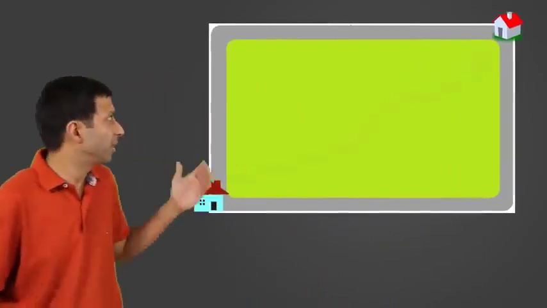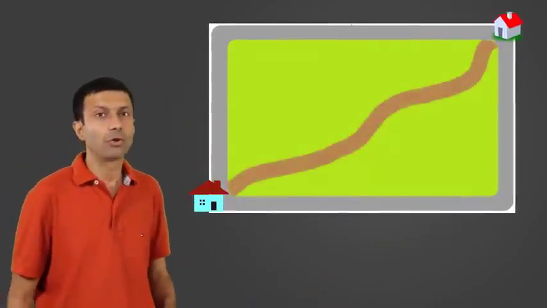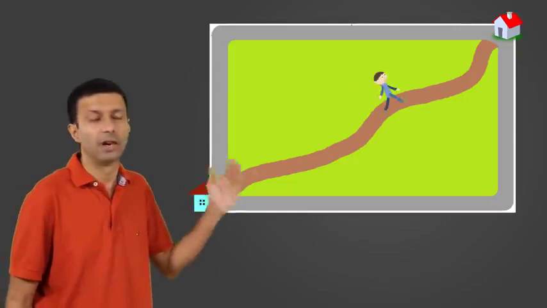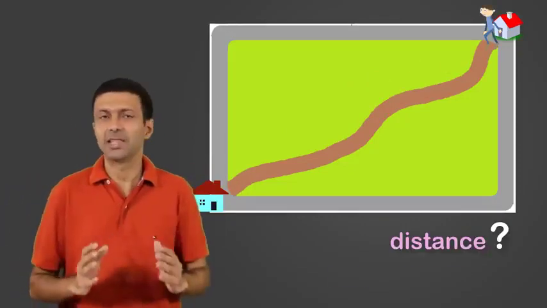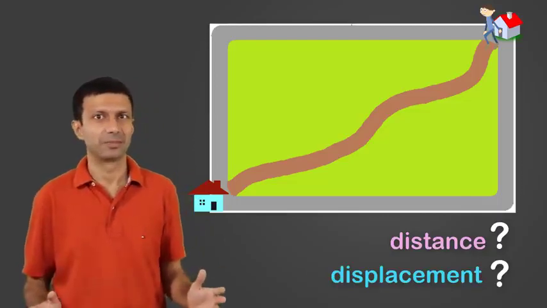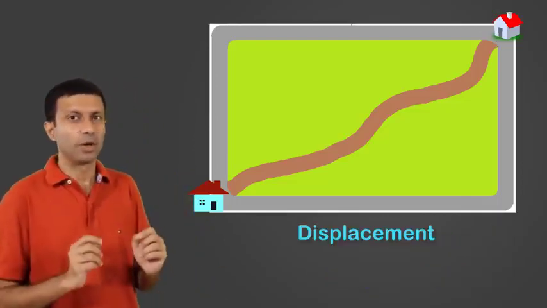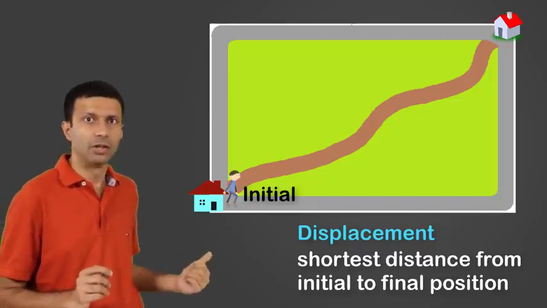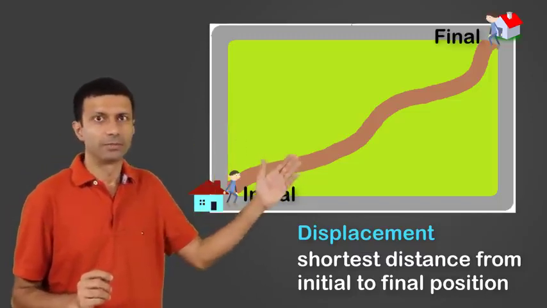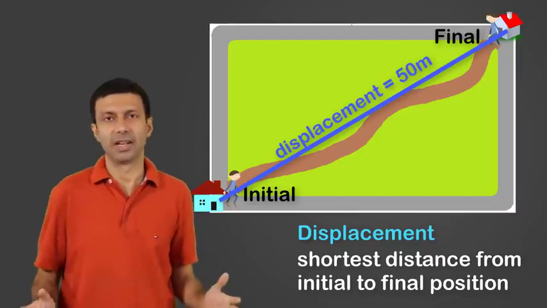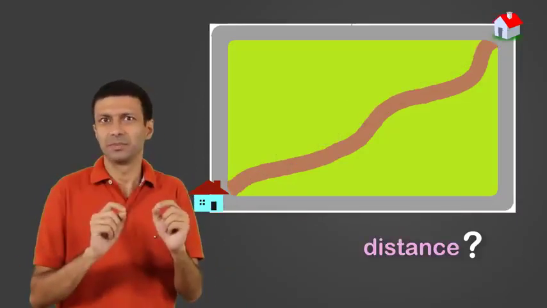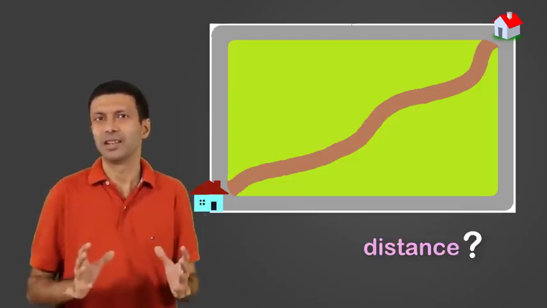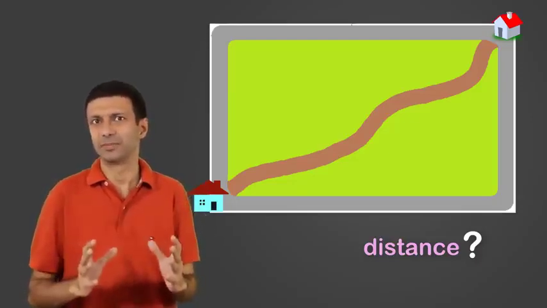Now let's say there's a curved path along the park, something like this. And you walk to your friend's house along this curved path. So the question is, what is your distance and displacement in this case? Displacement is easy because it's the shortest distance from your initial to the final position. So it's going to be 50 meters again. But how do you calculate your distance? How are you going to practically measure it and it should be accurate?